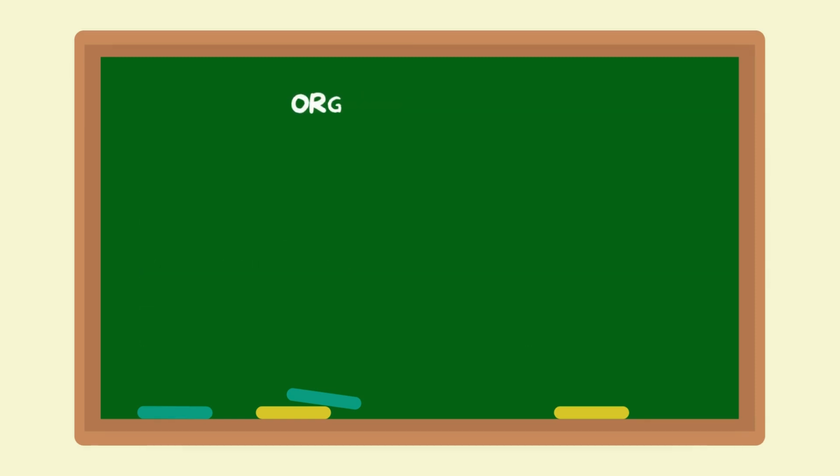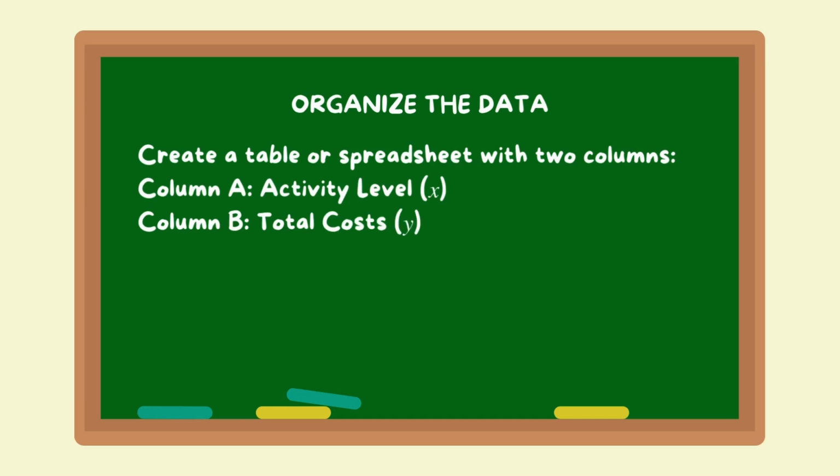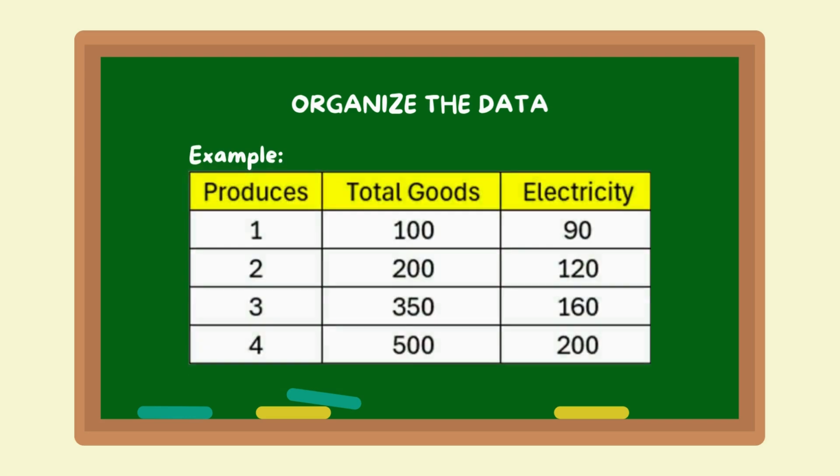Step 2. Organize the data. Create a table or spreadsheet with two columns. Column A, activity level, X. Column B, total costs, Y. For example, there are 4 products. In sequence, products 1, 2, 3, 4 have total goods of 100, 200, 300, and 400, while the electricity, column B, is 90, 120, 160, and 200.